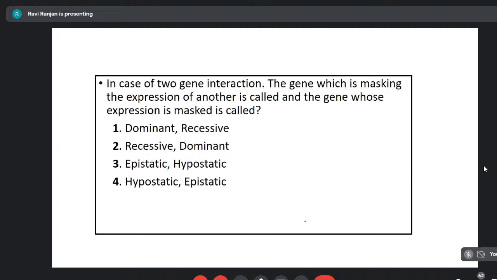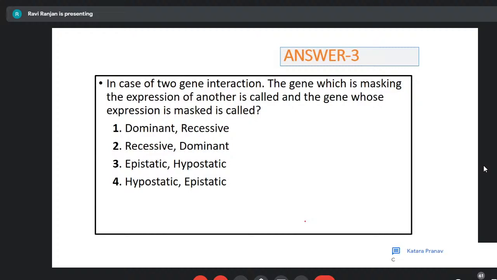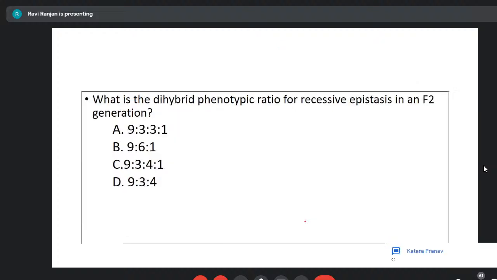Okay. In case of two gene interaction, the gene which is masking the expression of another is called, and the gene whose expression is masked is called. Please tell me 1, 2, 3, or 4. Fast. 3. Very good. Thank you. So the correct answer is 3. That is the one which is masking the expression is epistatic, and the gene whose expression gets masked is hypostatic.